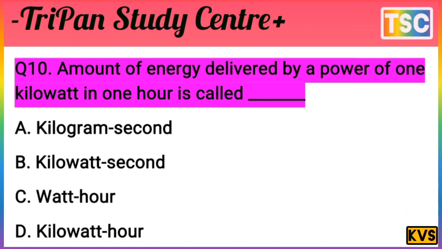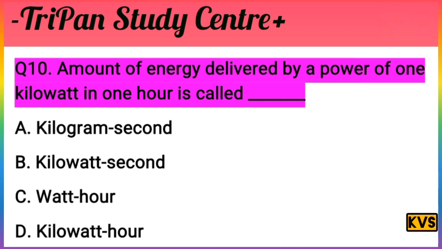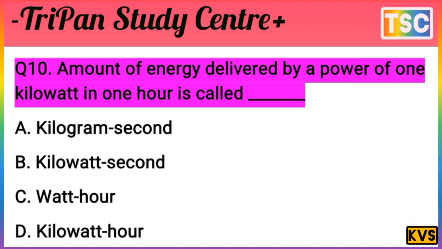So what is the answer for this question? It is not a kilowatt. The amount of energy delivered by a power of 1 kilowatt in 1 hour is directly the kilowatt hour. So option D is correct. This is the most important and easy question. Let's see the next question.